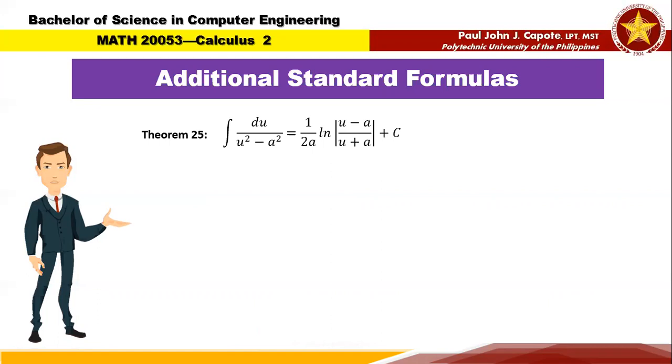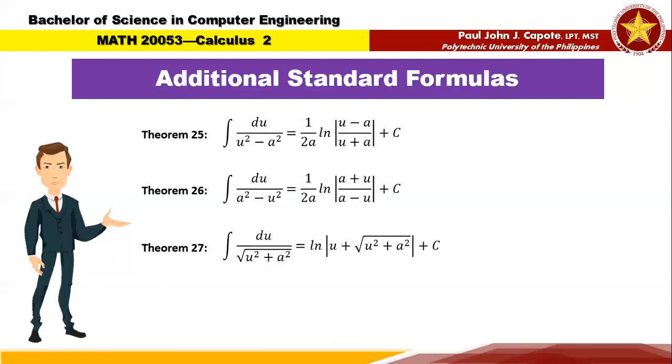We have theorem 25 that states that the integral of du over u squared minus a squared is equal to 1 over 2a, or 2 times a, times the natural logarithm of the absolute value of u minus a divided by u plus a plus c. We also have theorem 26 that states that the integral of du divided by a squared minus u squared is equal to 1 over 2a times the natural logarithm of the absolute value of a plus u divided by a minus u plus c.